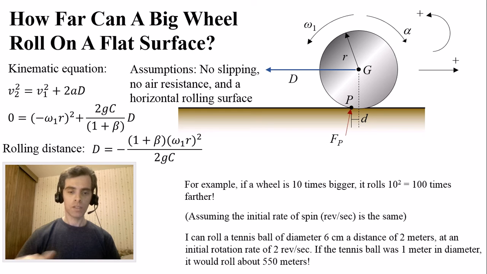And that assumes that the initial rotation rate is the same for both, which in this case is 2 revolutions per second. So this highlights the significance of scale here, where r is a scaling factor, and the rolling distance increases in proportion to r squared, keeping everything else the same.